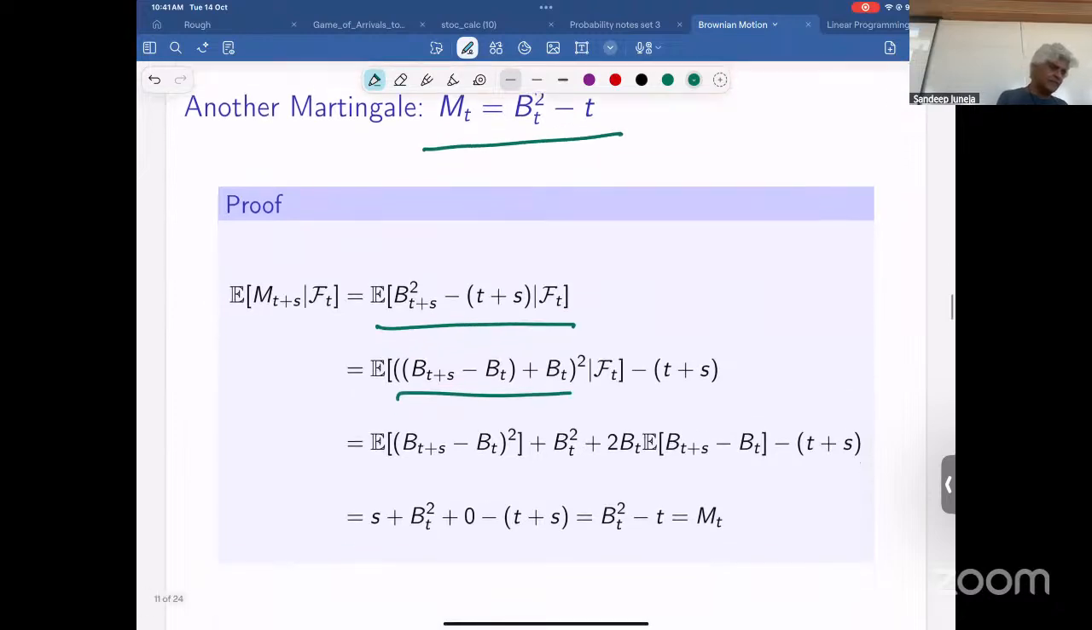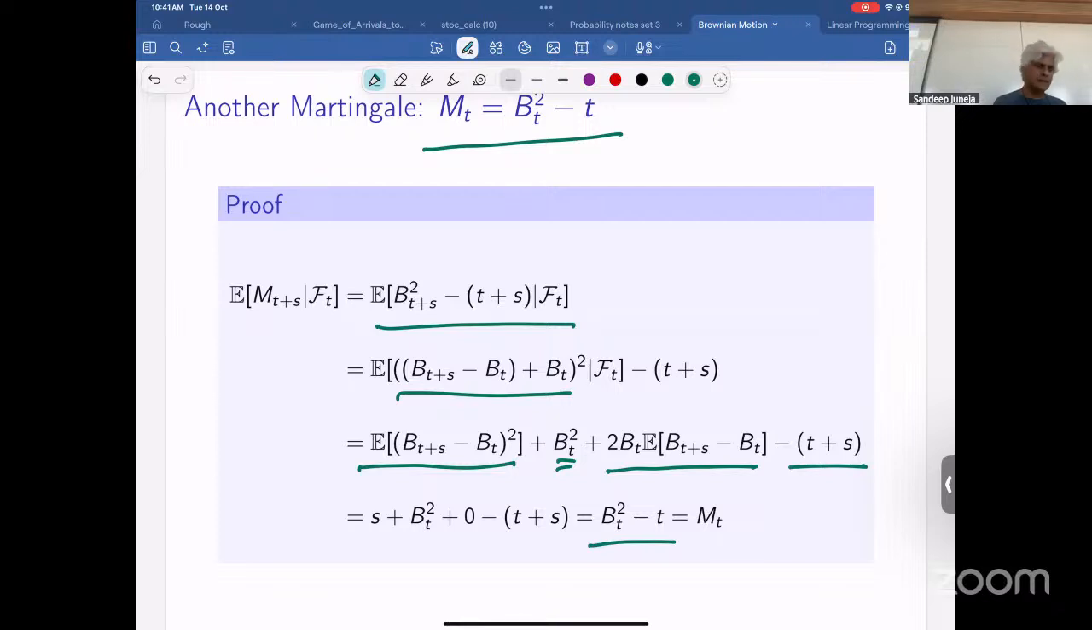So this term, because it's a conditional expectation, same as the unconditional expectation, is just equal to S. This comes out as it is. This is going to be 0, and minus t plus S is there. So you're left with B_t squared minus t, which is M_t.